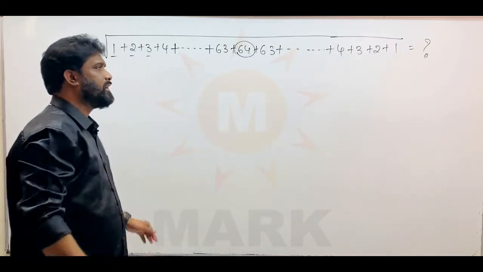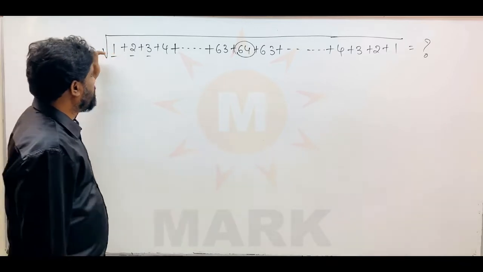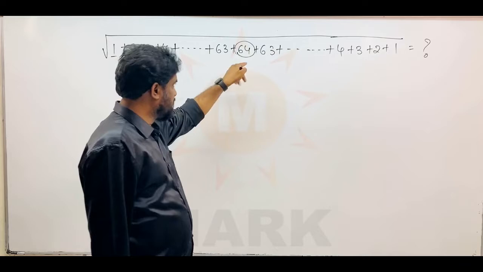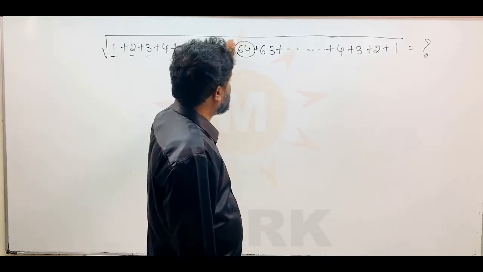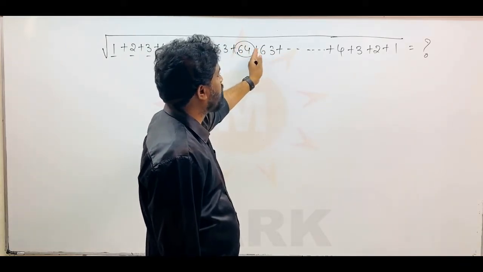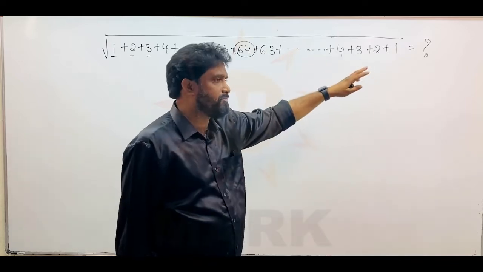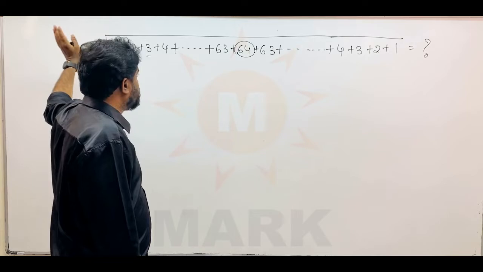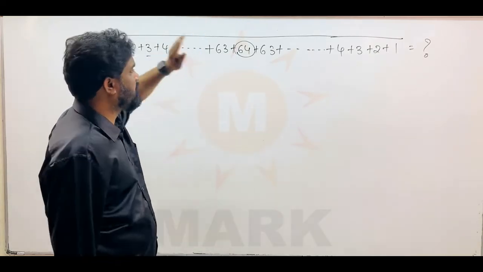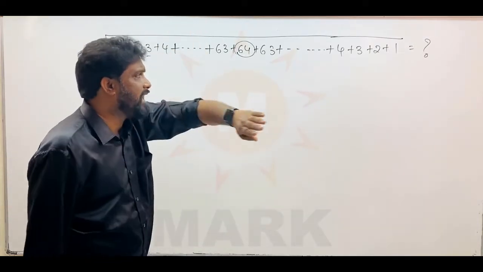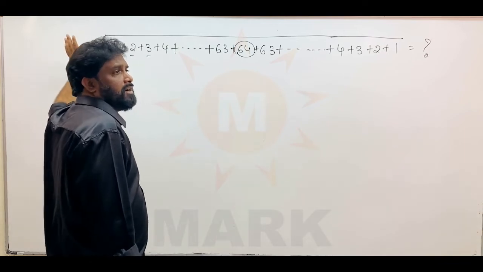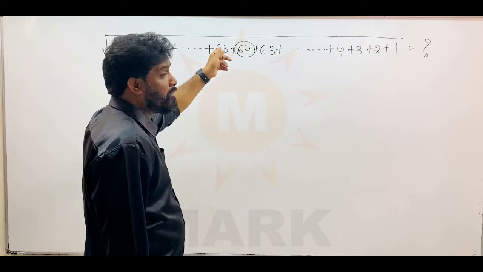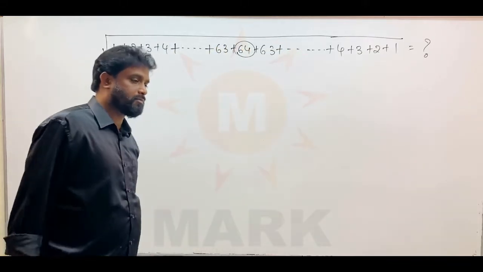Basically what they did, they started from 1 and went in the ascending order and came up to a maximum number, in this case 64. And again they started writing the numbers in the descending order and came back to 1. It is just like a palindrome series, 1 to 64 and then 64 to 1. They added up all these numbers and obviously they will get a sum, and they are asking what will be the square root of this sum.